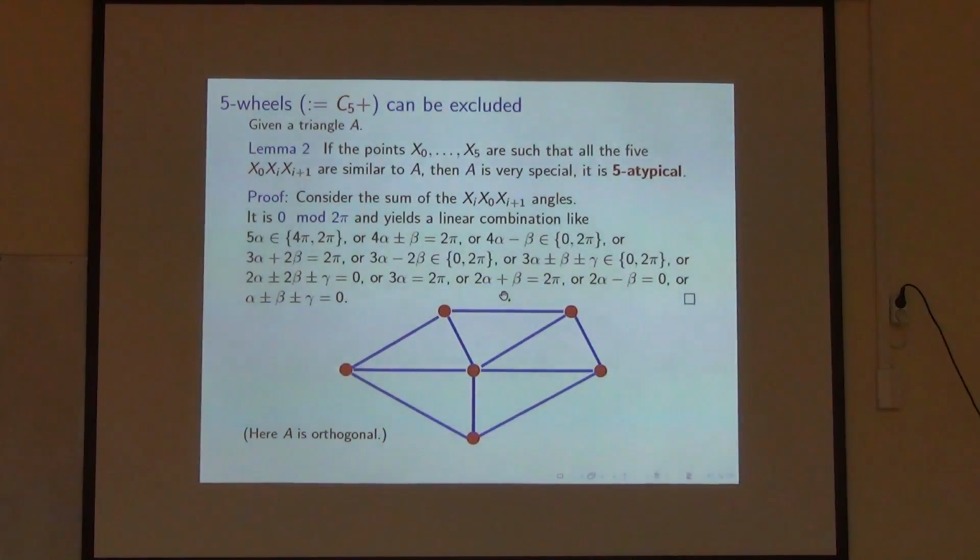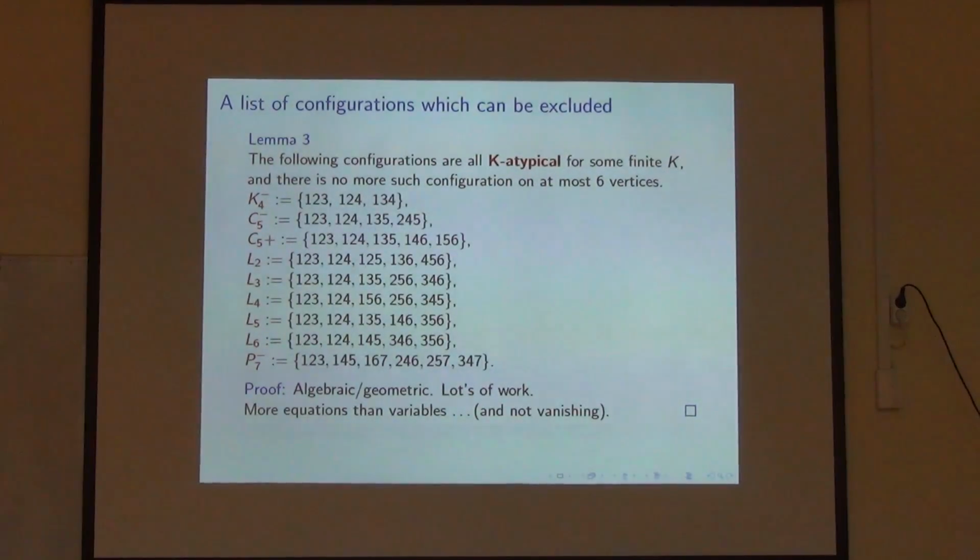So if we exclude those triangles, then in our hypergraph we can't have a 5 wheel. So we have an upper bound immediately, the Turan number of the 5 wheel, for our original geometry problem. And actually, with a little work, we can make more excluded configurations.